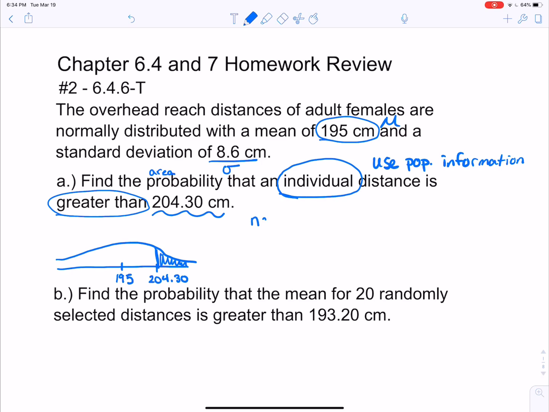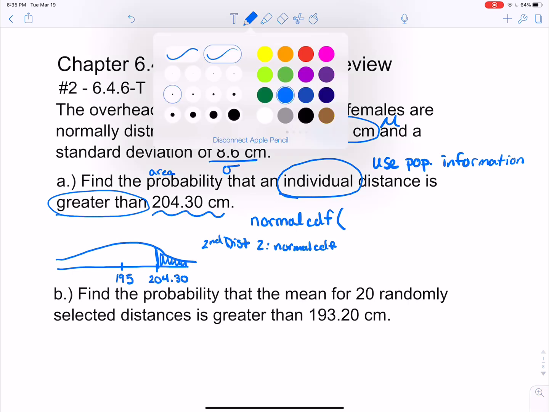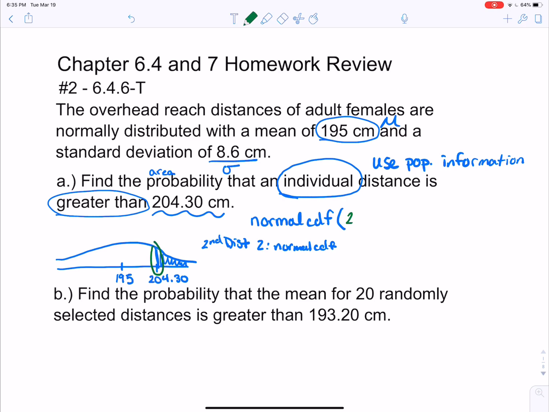To do this in our calculator, we're going to use the normal CDF function. Remember from before, to get there, you hit second distribution, and then choose option 2, which is the normal CDF. When we do that, you enter the lower limit first. Sometimes you're prompted for this depending on which calculator you have. So the lower limit, the lowest thing that covers that area, is 204.30. Then we want our upper limit. Well, this keeps going all the way up to positive infinity, but we can't type that in our calculator, so we usually just type in a whole bunch of 9s. Then we type in the mean, which is 195, and our standard deviation, which is 8.6.